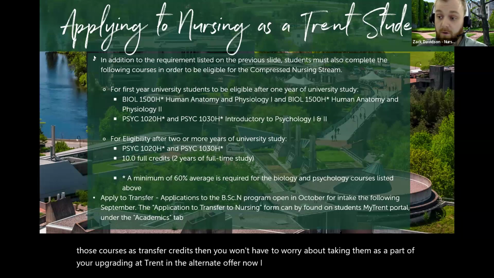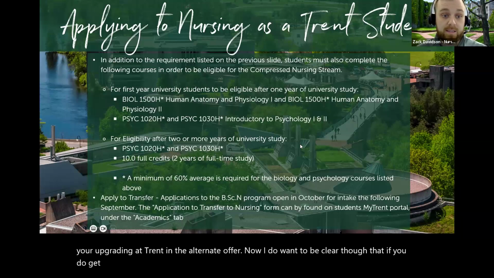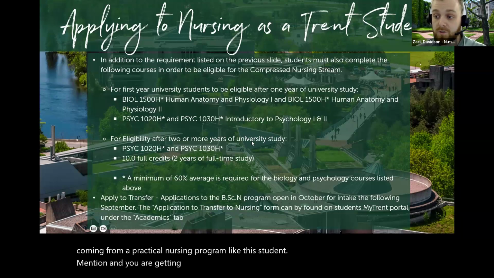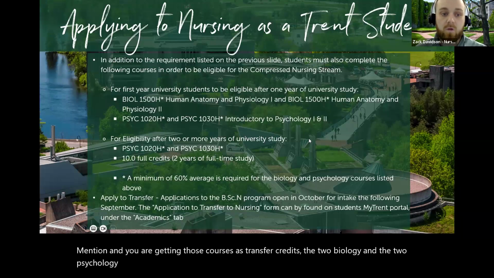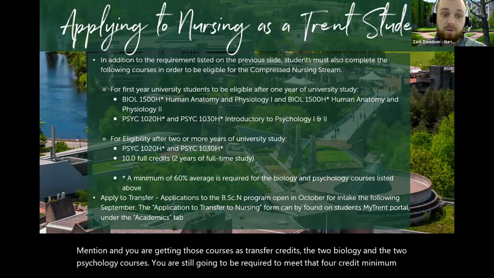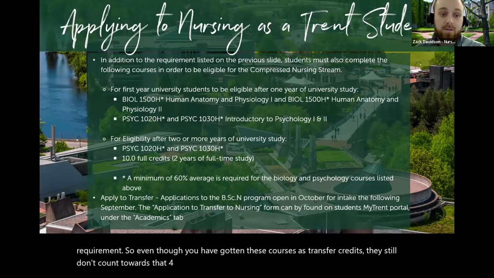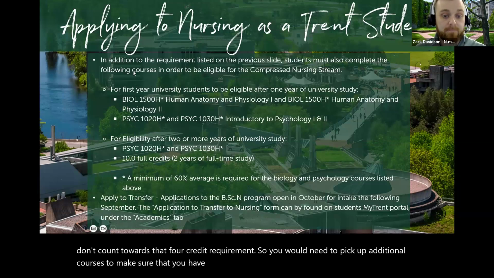Now, I do want to be clear though that if you do get those as transfer credits, let's say you're coming from a practical nursing program like the student had mentioned, and you are getting those 2 biology and 2 psychology courses as transfer credits, you are still going to be required to meet that 4 credit minimum requirement. Even though you have gotten these courses as transfer credits, they still don't count towards that 4 credit requirement. So you would need to pick up additional courses to make sure that you have that requirement met.